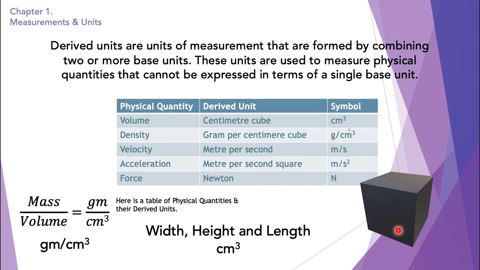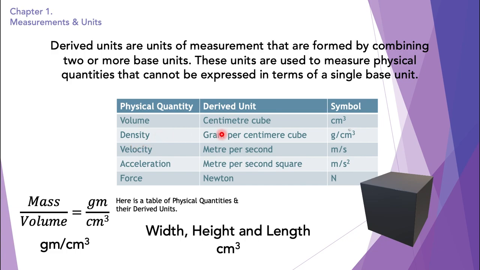Okay, so for example, I have a cube here and I want to measure the volume of this cube. So I would basically measure the width, height and length of this cube, all in centimeters, and multiply all of them to get an answer in centimeter cube. So when we multiply 3 centimeters, we get a centimeter cube. So basically, centimeters multiplied by another centimeter and another centimeter are 3 base units multiplying to form a single derived unit. So volume was an example of a derived unit.